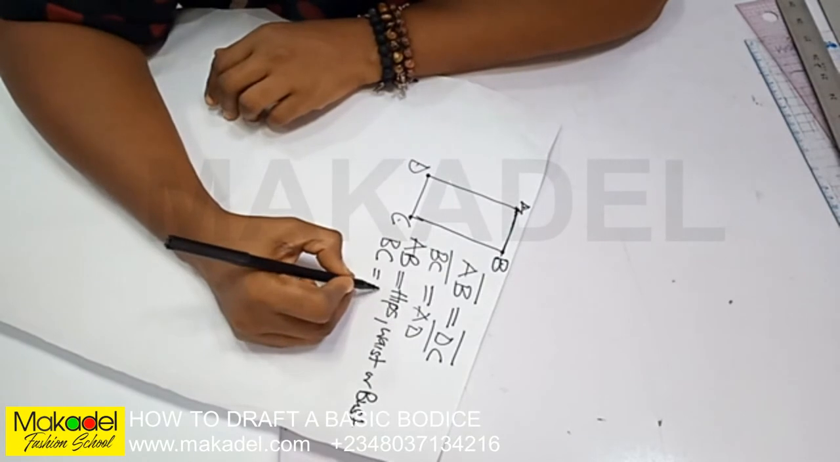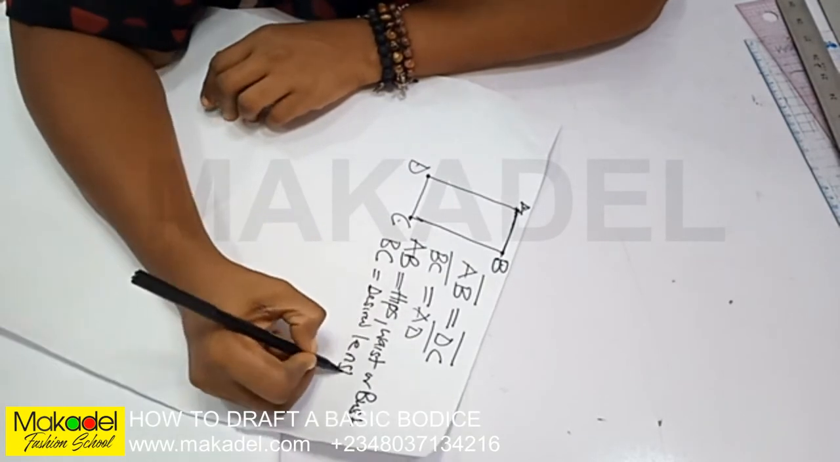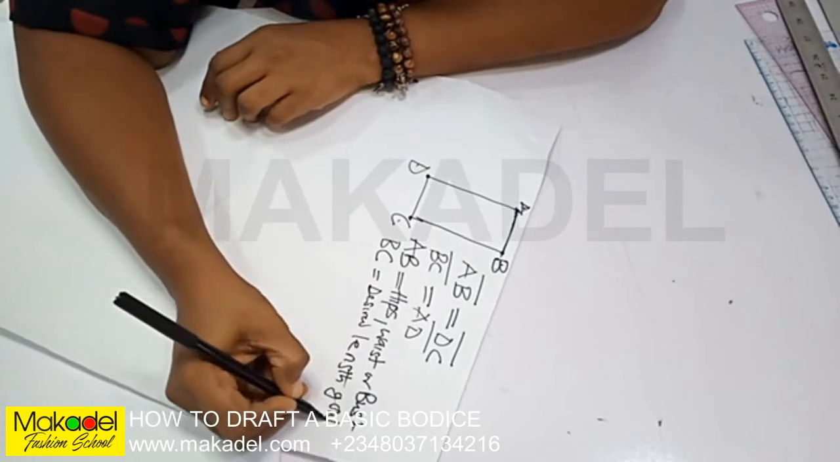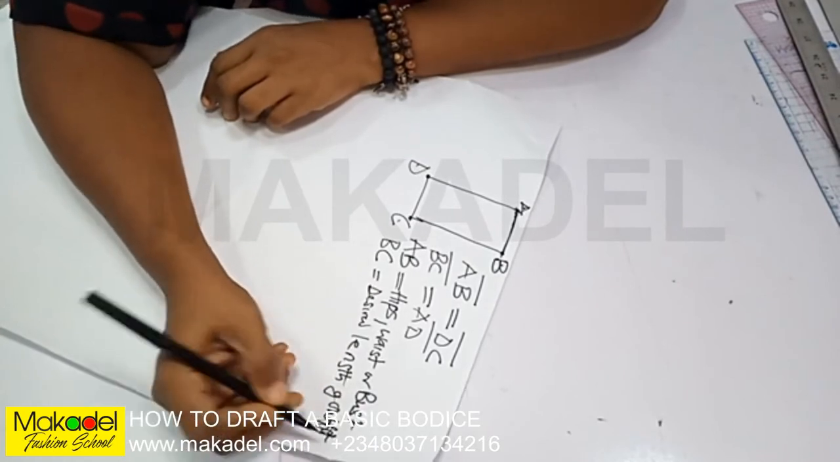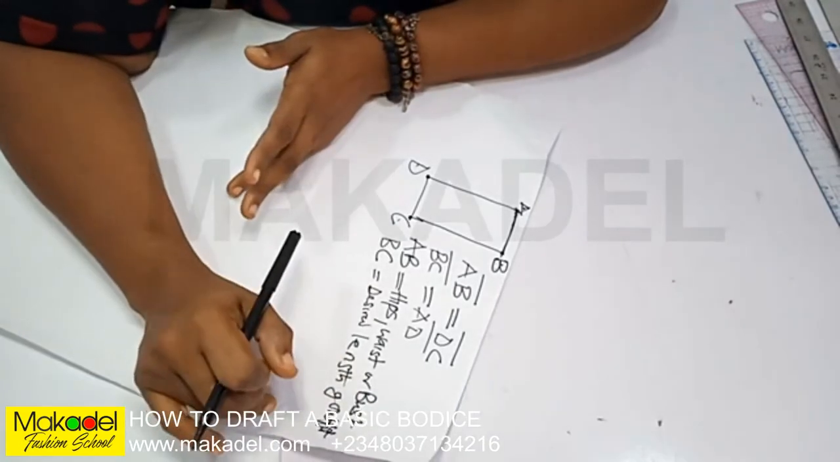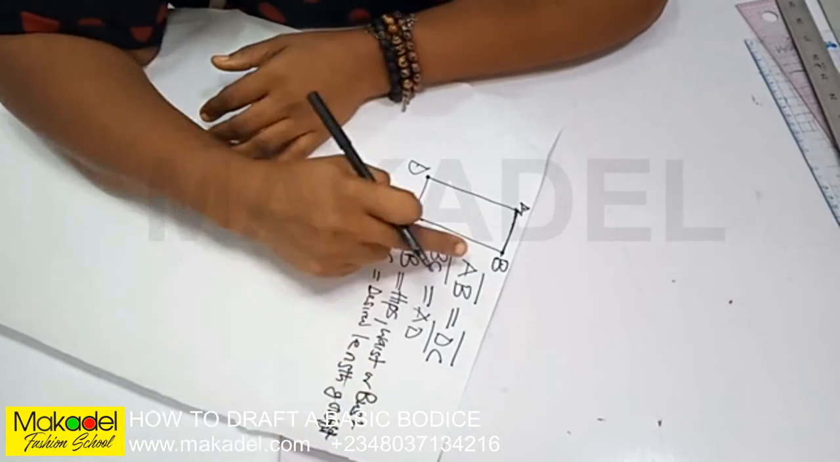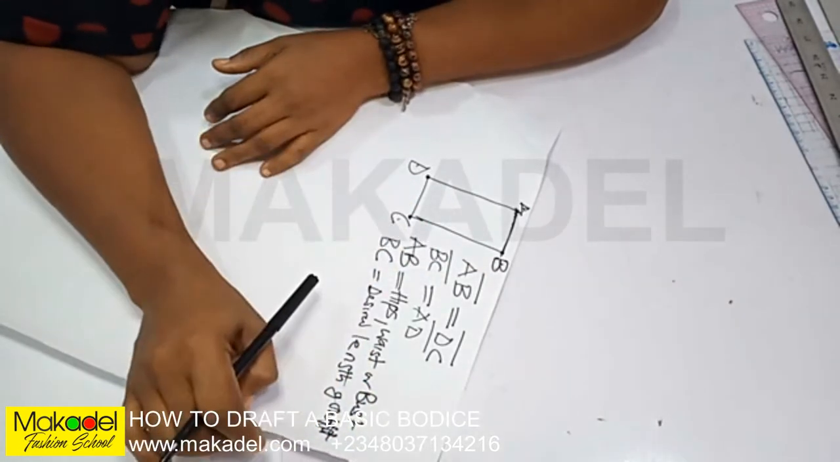That is the desired length of outfit, or length of desired outfit. So it could be the length of your skirt, length of your blouse, length of your gown. B to C is going to be that measurement.